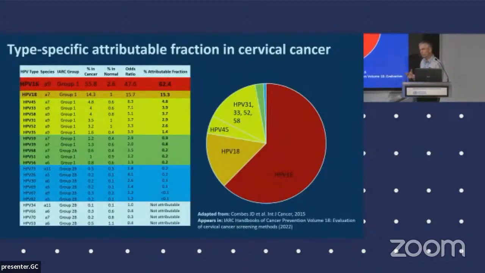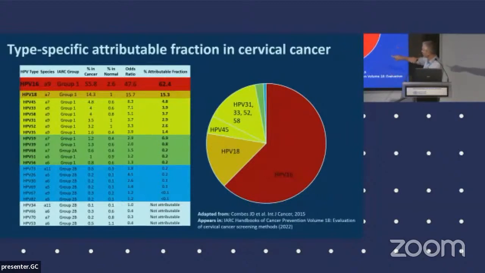Over the years, we've accumulated a lot of data on cervical cancer because it's unfortunately a very common cancer, and we've done a lot of typing of HPV. So we can zoom in for cervical cancer even more extensively into the types that actually cause the different cervical cancers. The work on the left summarizes some meta-analytical work done in IARC and summarized in the IARC handbook of cancer prevention that was published recently.